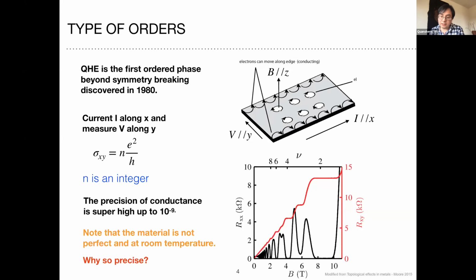If you measure the conductance here, this plateau is exactly, precisely flat. The precision could go up to 10 to the minus 9. It's really, really high. But one strange thing is that when we do the measurement, the material is not perfect. There are lots of disorders, lots of vacancies or dopings, and also it's measured at room temperature. This is super weird, actually. So why is it so precise? To answer this question, this is actually topologically protected.